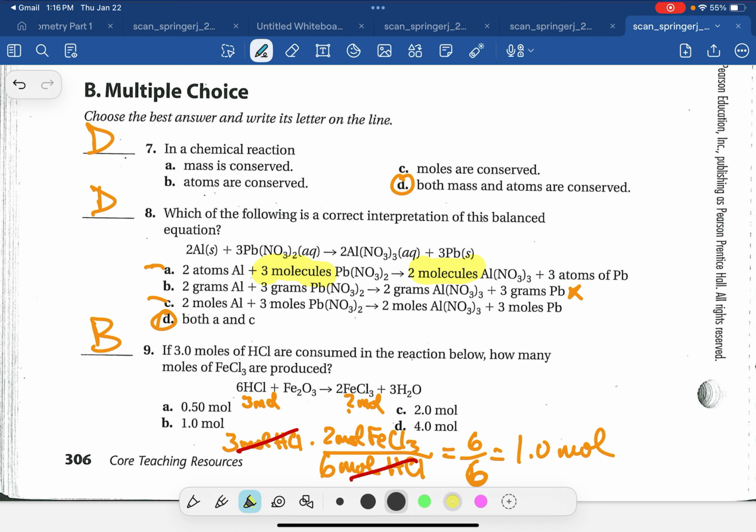Number 9, 3 moles of HCl are consumed in the reaction. How many moles of FeCl3 are produced? So 6 HCl in the equation, 3 moles out over 6, that's half, right? So if 6 is 3 and it's a 6 to 2 ratio, then 2 would be 1 mole. And there's the math if you prefer that. There, 1 mole.